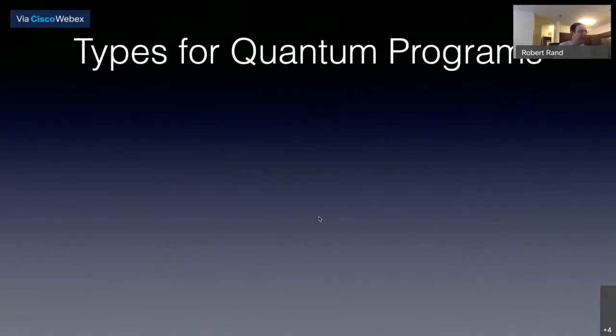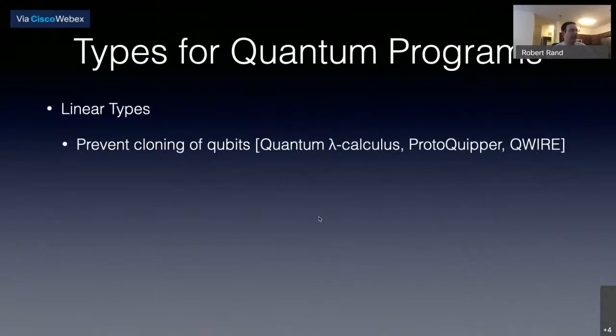First, let me briefly take an overview of types in general for quantum programs. One very popular approach to types for quantum programs is linear types. Linear types have a very specific focus. They prevent cloning of qubits, and they exist in languages like the quantum lambda calculus, various versions of proto-Quipper, and Quire. Sometimes these are also affine types, which are like linear types, but allow you to discard elements.